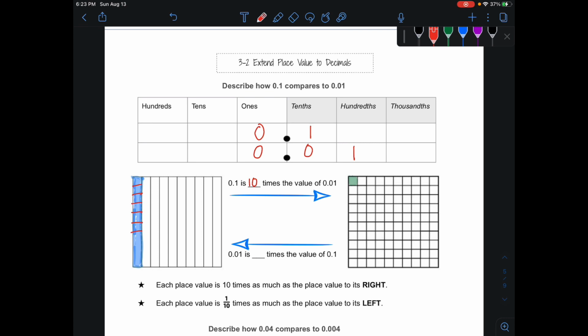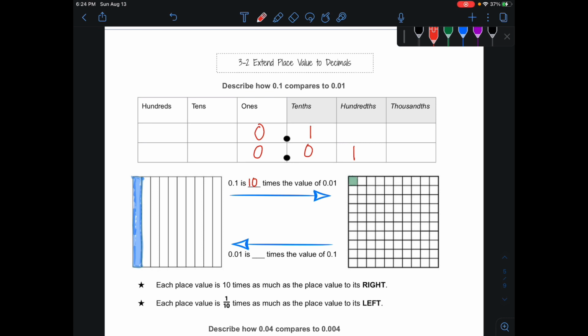If we were to divide this up into 10 units, it would create 1 bar. Alright, so 10 of these would create 0.1. Alright, 0.01 is blank times the value of 0.1. So this is the reverse.